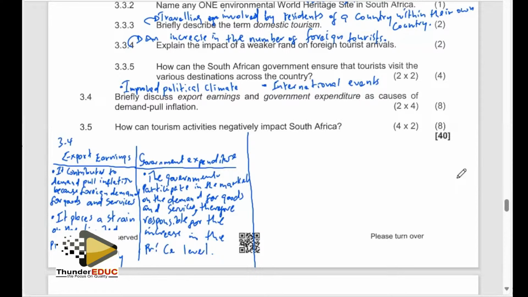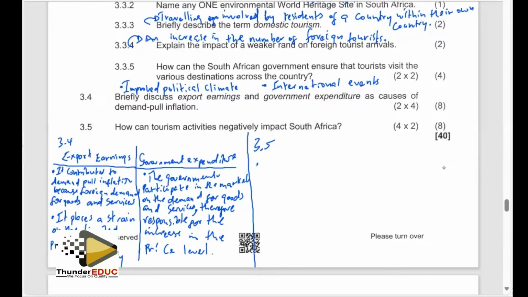Okay, right. So now let's move on to 3.5. So now 3.5 reads as follows. How can tourism activities negatively impact South Africa? By degradation of the environment, also increased government revenue, and also development of tourist facilities on scarce land.